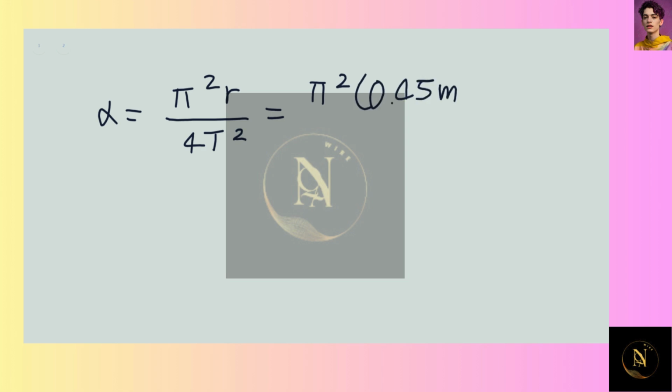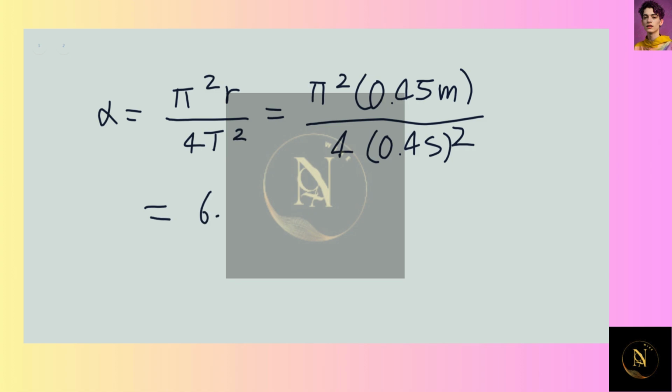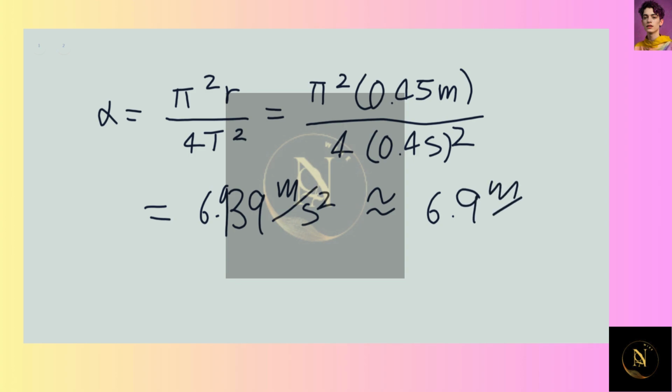Now we plug in our values. We know that r is equal to 0.45 meters. That's just given in the problem statement. And T is equal to 0.4 seconds, also in the problem statement. When we plug this into our calculator, we get a value of 6.939 meters per second squared. And those units check out, since those are the units for angular acceleration. And we can round that to 6.9 meters per second squared, our final result.